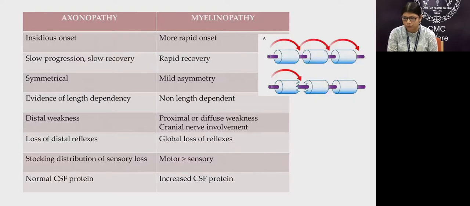Myelinopathy has a global loss of reflexes because the nerve fibers which conduct the impulses for the reflexes are the large fibers, and they have the maximum amount of myelin because of the faster conduction of the impulses. Once the myelin is destroyed, the reflexes will also get lost if the large, faster conducting myelinated axons are affected. Myelinopathy is motor more than sensory. Axonopathy is the classical glove and stocking pattern of distribution, and myelinopathy is mostly seen with raised CSF protein, whereas in axonopathy, CSF protein can be normal.